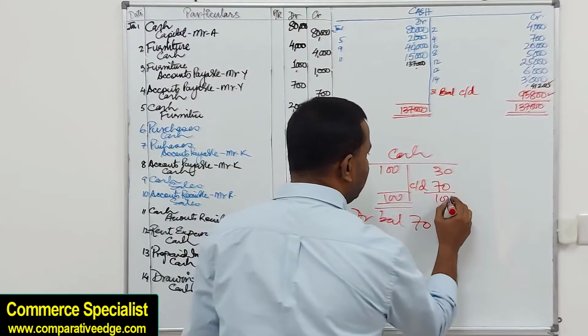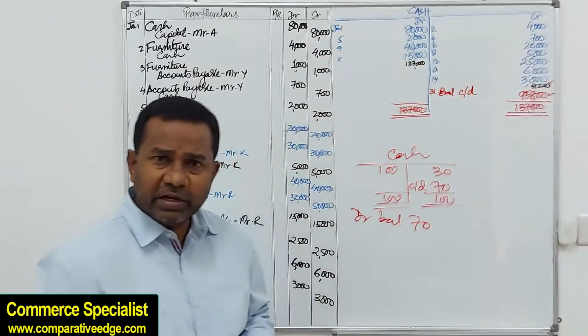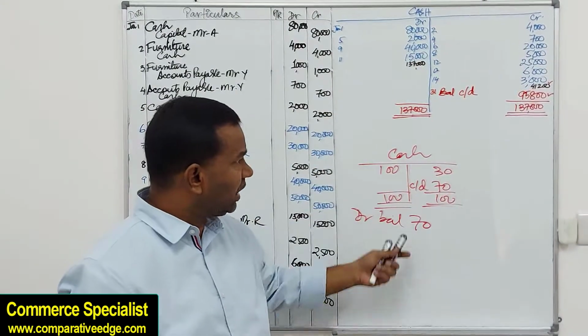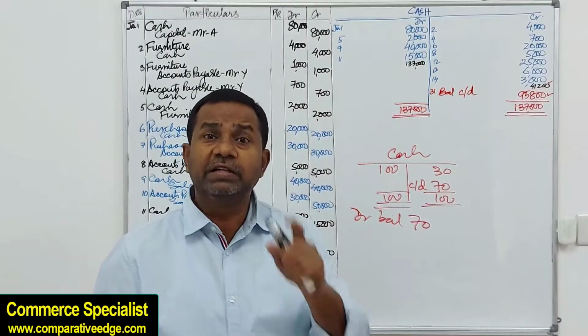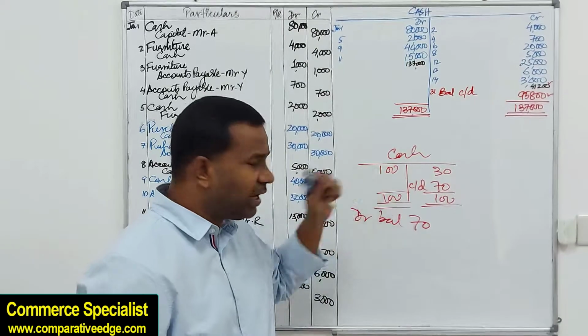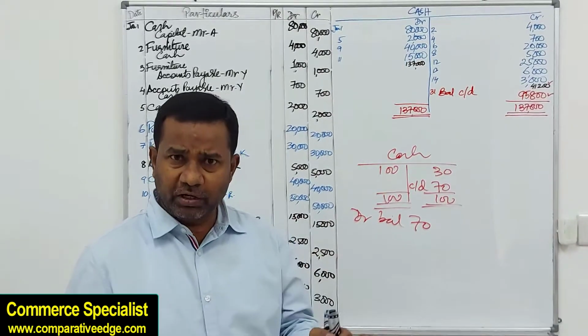100 and 100 here. Do you understand this? So if I look at this cash account, what is the closing balance? 70. Is this 70 a debit or a credit? It's a debit balance. Why? Because debit side was greater. I hope you have understood this.